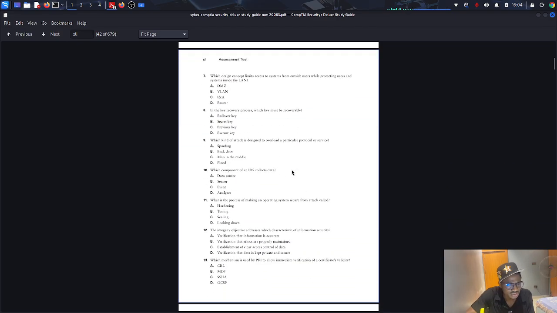So, which design concept limits access to systems from outside users while protecting users and systems inside the LAN? Okay, the demilitarized zone. I think routers for outside and inside. So for me, I'm looking at A or B too. VLAN looks like maybe a virtual LAN. What does VLAN even mean? But demilitarized zone, I think, is the one.